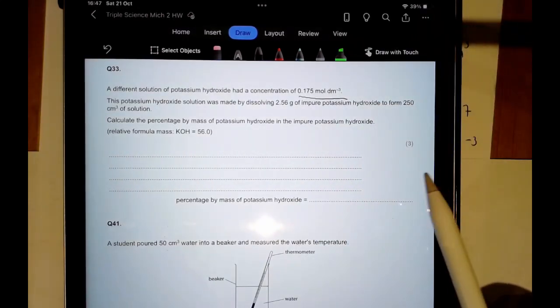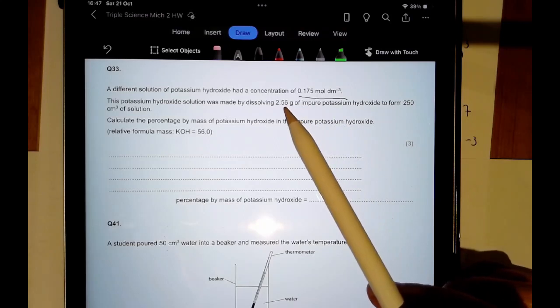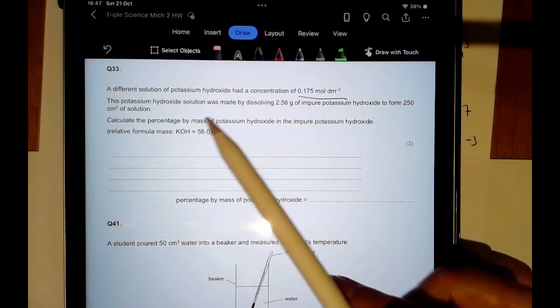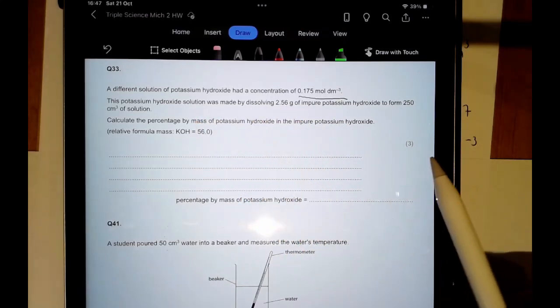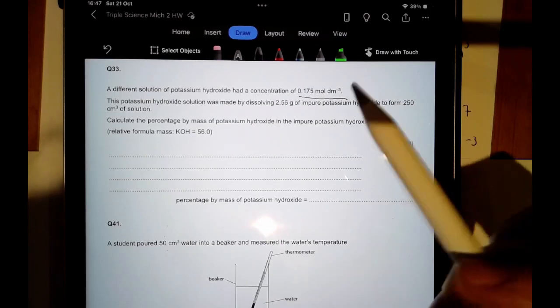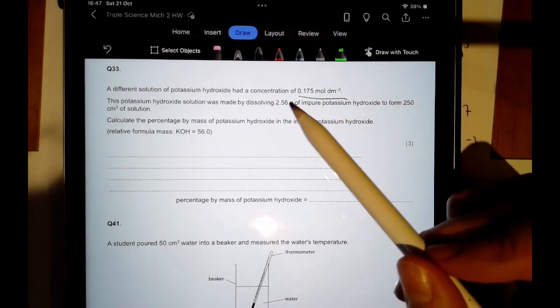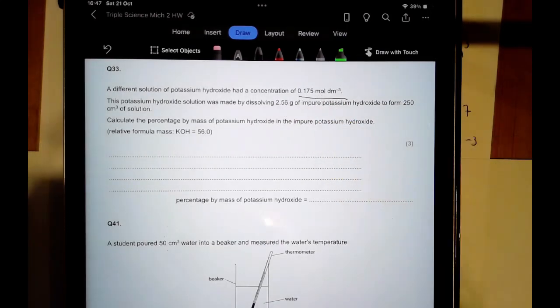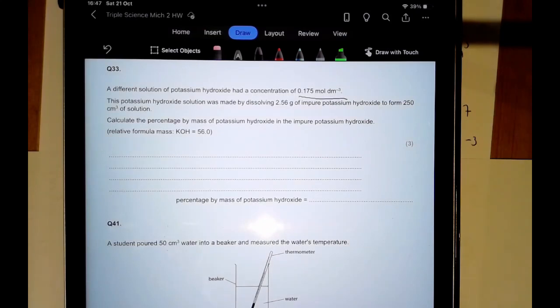And they say when you're actually trying to make this, you dissolve this mass in this volume, and they want you to get the percentage by mass of sodium hydroxide, right? So if you want to get percentage by mass, you need two things that are in grams. At the moment, I've got this in grams, but this is in moles. So the first thing I'm going to do is go from moles to grams.